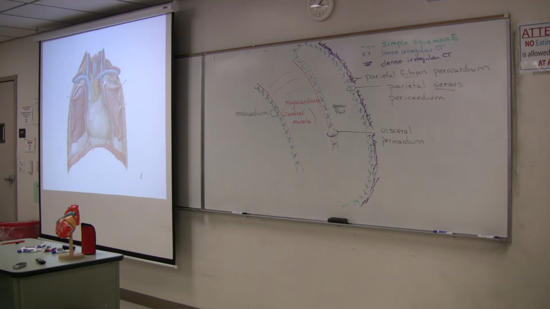On the inner lining, another serous membrane that's going to be continuous with the membrane that's attached to me. Still a serous membrane, but it's not attached, so it's parietal serous pericardium. So parietal serous pericardium on the inside, parietal fibrous pericardium on the outside, okay? And the gap between would be filled with serous fluid and would be known as the pericardial cavity. So the heart is free to expand within that without rubbing against the pericardium. Thank you.